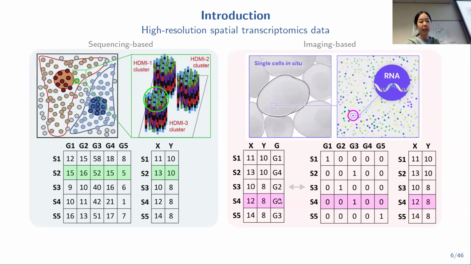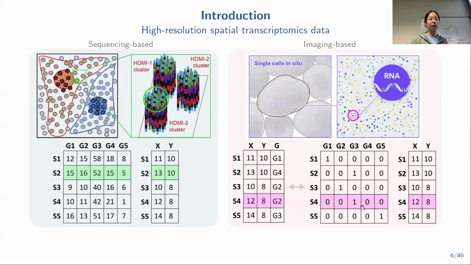For example, if we're checking out this pink row, it means all the pink dots correspond to a particular gene, and we record the location of all the pink dots. All the purple dots here are the purple gene, and all the green dots here are another gene. So we have a 3-column matrix, the first 2 columns corresponding to the location, and the third column corresponding to the gene name. This is actually equivalent to the 2-matrix structure.